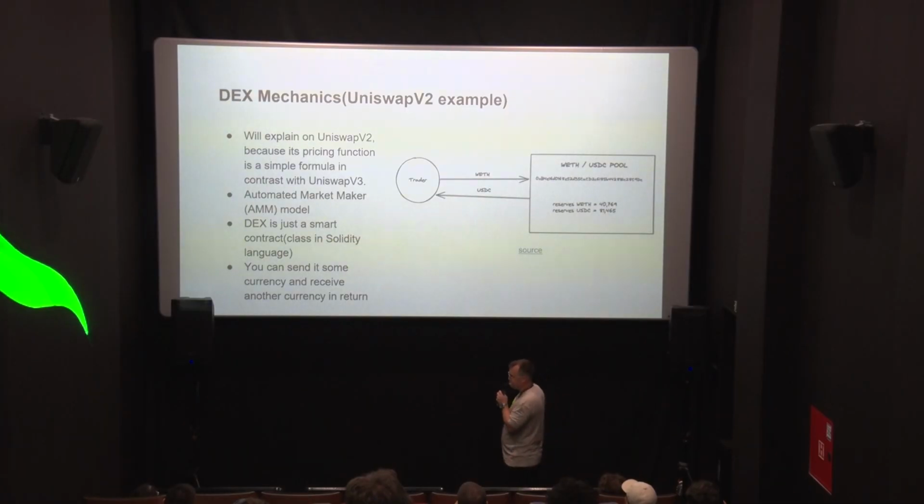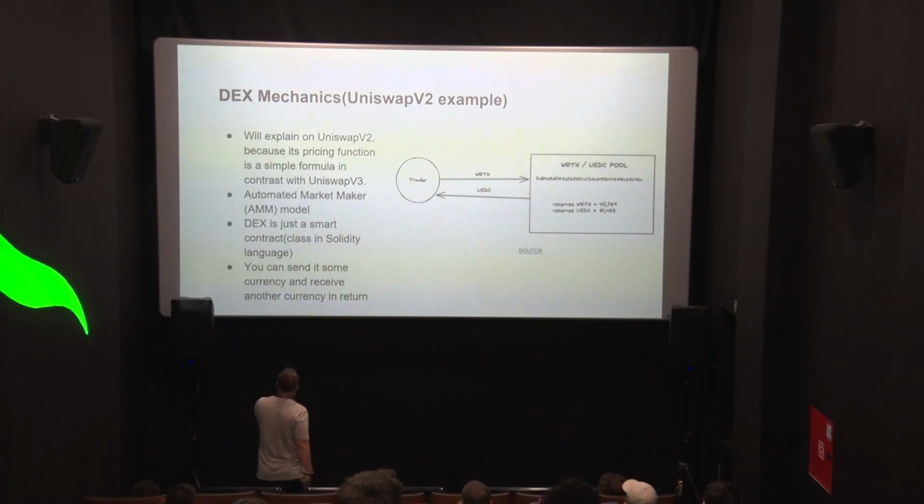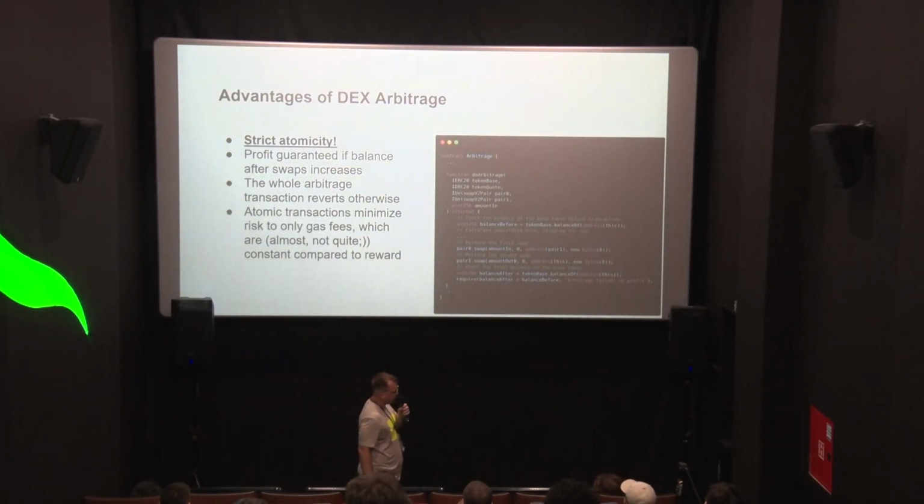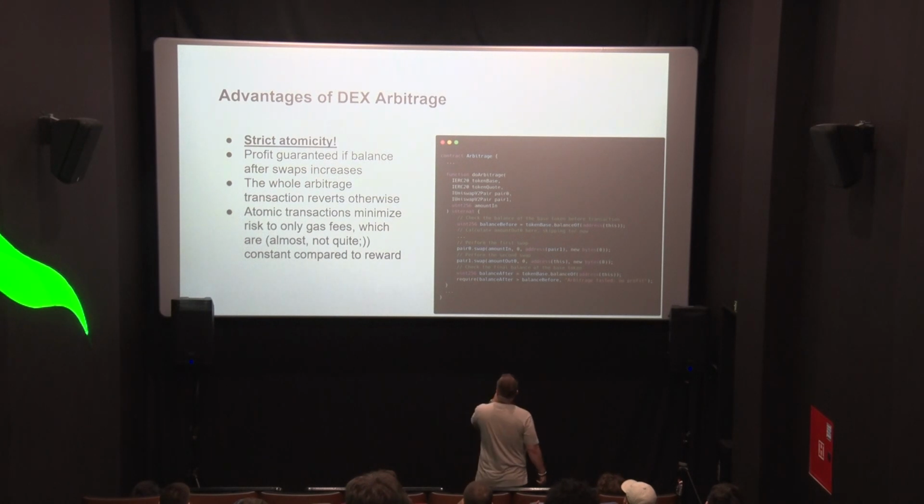So in practice, a DEX can be seen as a collection of such pools, which are just smart contracts, or to put it simply, just classes in the Solidity language. For me, it's the same. And now we can state the main advantage of DEX arbitrage, which is atomicity.